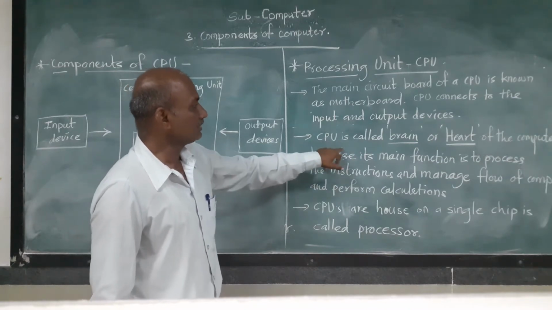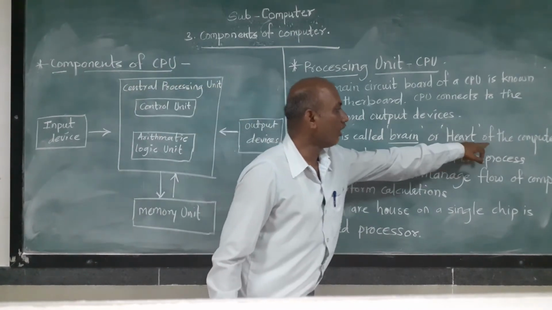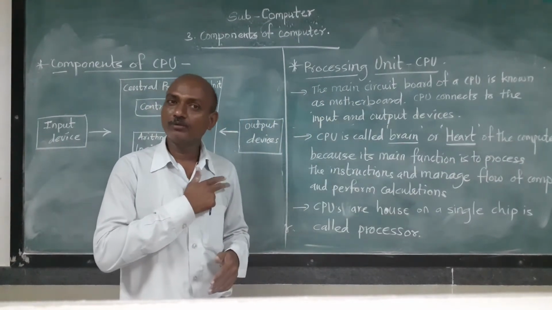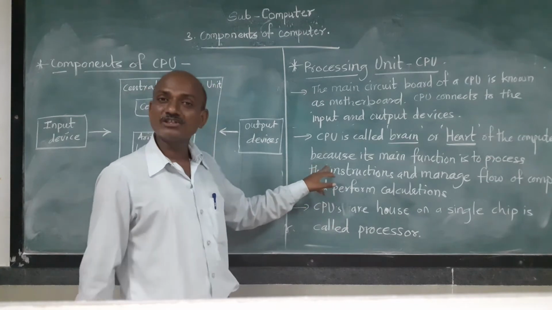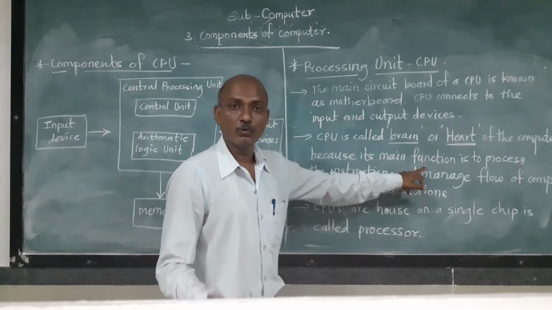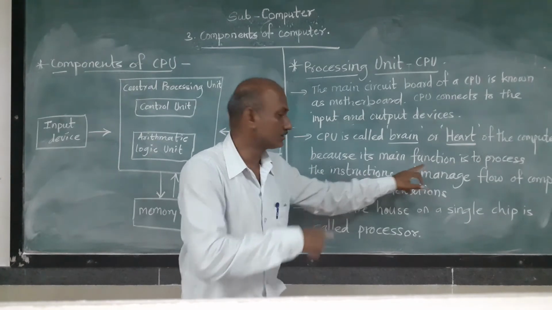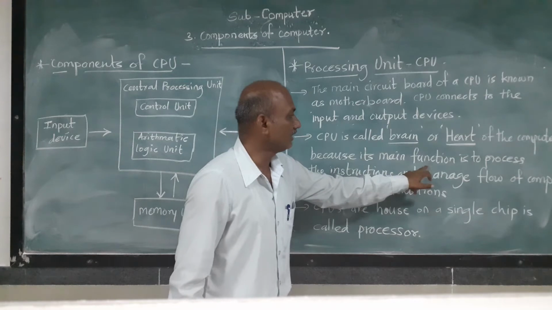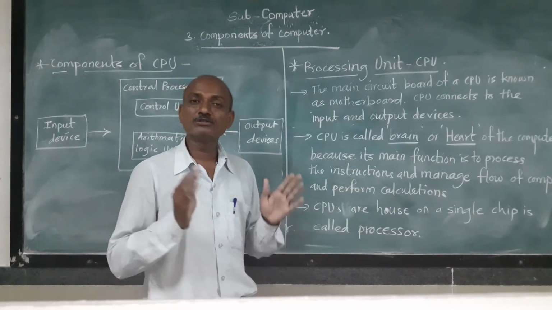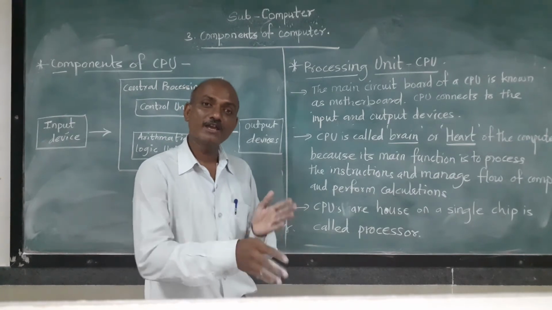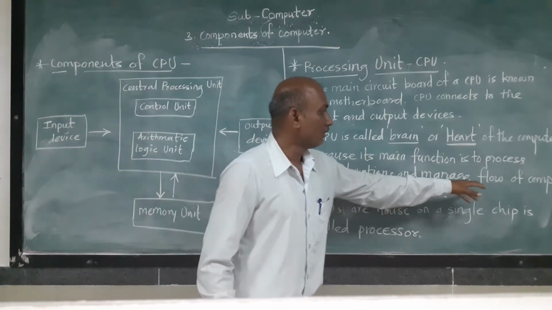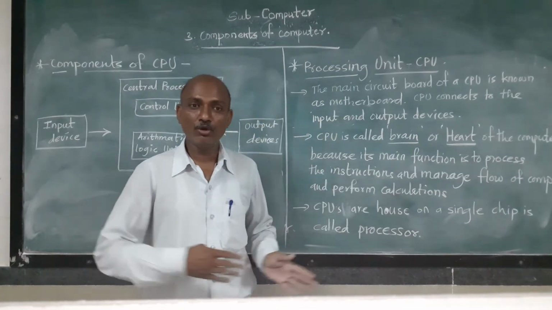Second point, the CPU is called the brain or heart of the computer. Why is it called that? Because its main function is to process the instructions and manage the flow of the computer.